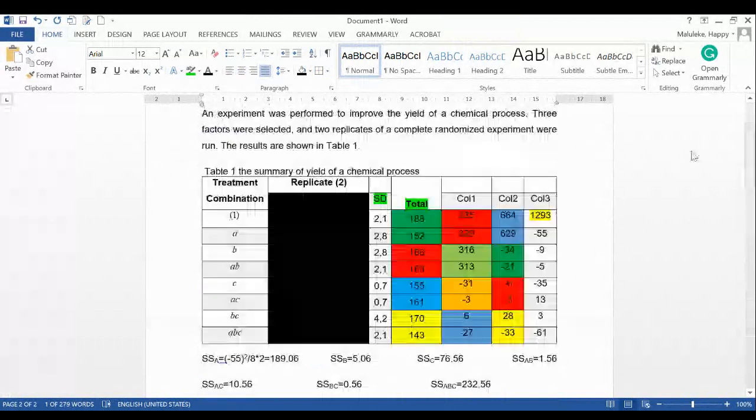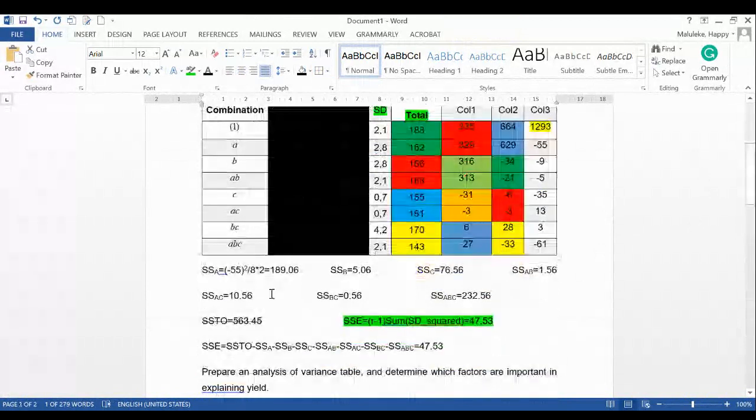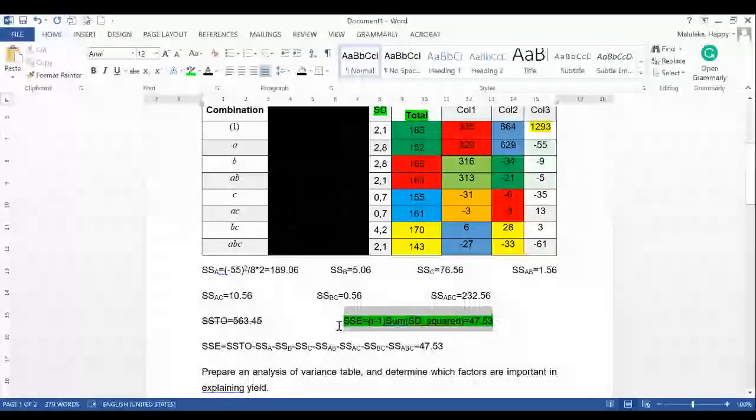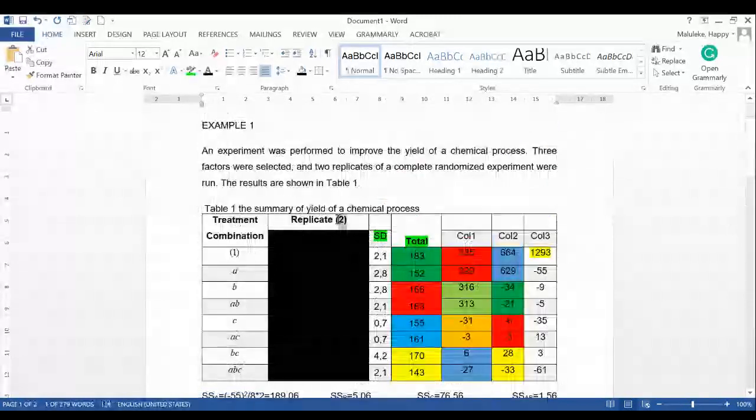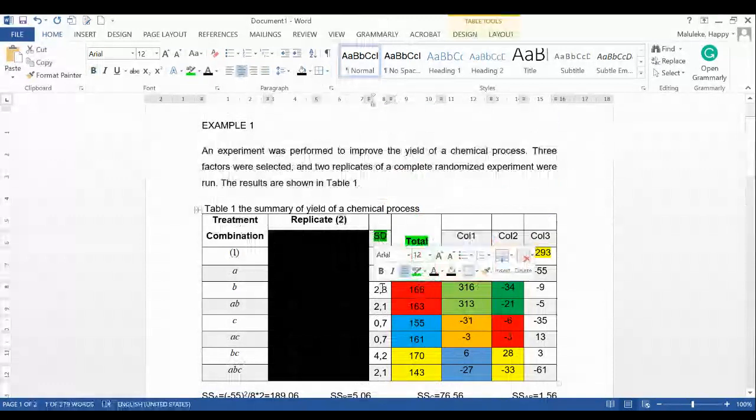So even for this one, if you are not given the exact values, there is no way that you can find SSTO. So you must know the alternative formula that can be used, which in this case will be this formula here. Because you are told how many replications we have? We have 2. You are given the standard deviations. If you are given the sample variances, you just add them. You don't have to square them.